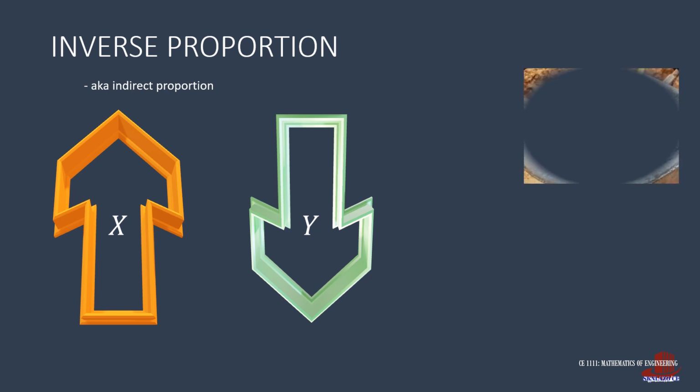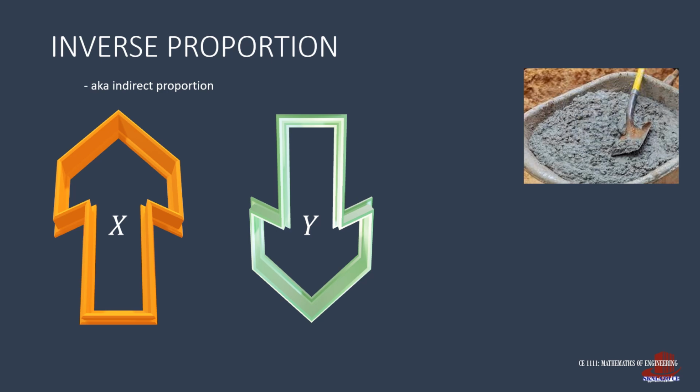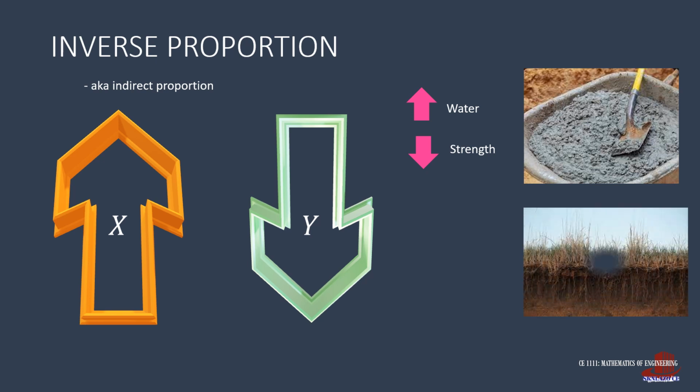Some examples of inverse proportionality in civil engineering are the relationship of the water content of concrete mix. The more water added, the strength of the mix will be reduced. Another is the relationship of the soil strength with the depth of the foundation. The weaker the soil, the deeper the required foundation will be.